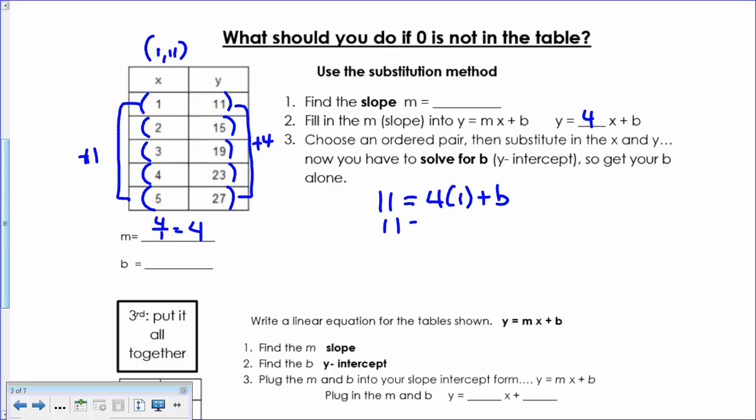Well, what's 4 times 1, everybody? 4. And now if I want b by itself, how do I get rid of the 4? This is where all that solving equations came in handy. Subtract 4 from both sides. And 11 minus 4 is? Not 9, 7. So b is 7. So now I've found the 2 pieces I need, right? I have my slope. I have my y-intercept. So what is my equation? Who's going to give me my equation? Brooklyn?